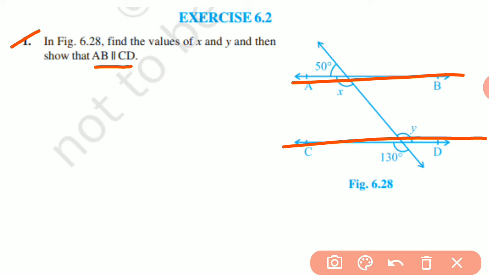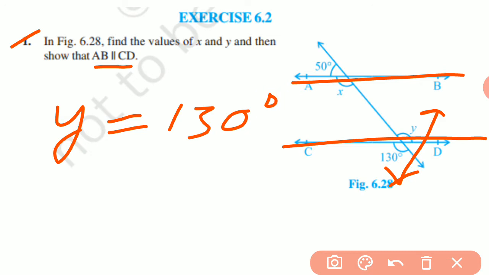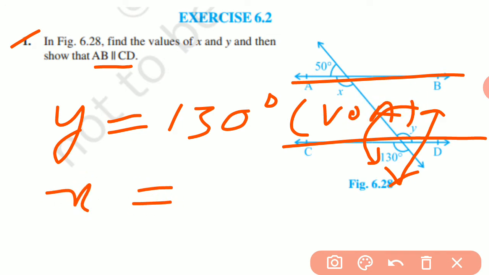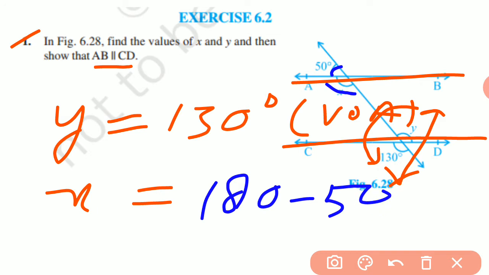Here these two angles are vertically opposite angles, so y will be 130 degrees. And x: the sum of these two angles will be 180 degrees. This is a linear pair, this angle and this angle, that is y plus x equal to 180 degrees. So x equals 180 minus 50, and this gives 130 degrees. So we can say that x equals 130 and y equals 130.